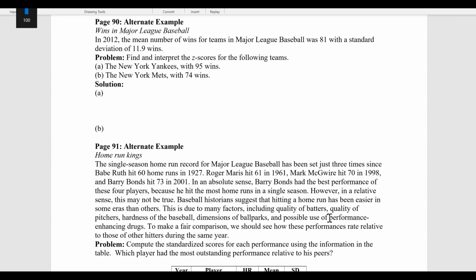So here we have the average number of wins for a baseball team is 81 with a standard deviation of 11.9. So how did the New York Yankees compare to everyone? We would use their z-score. Well, they won 95 games, which is above average. So I take 95 minus 81. That's the first piece of this. And I can see, well, they were 14 games above the average.